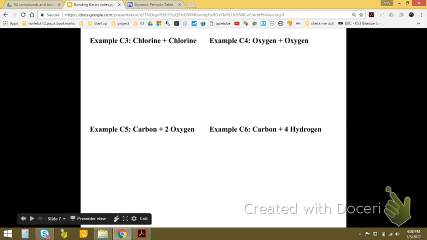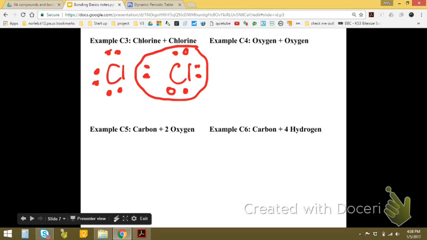Moving on to the next page. Chlorine is another one of these atoms that never exists on its own. So chlorine and chlorine always exist as a molecule. They are going to share this last pair of bonds. Chlorine having 7 valence electrons. So this atom gets to share and this atom gets to share.